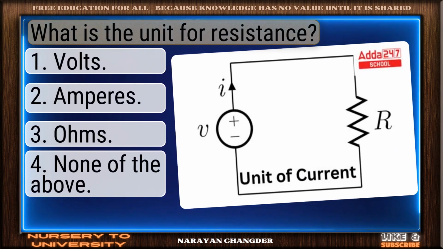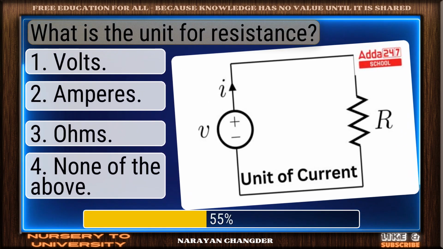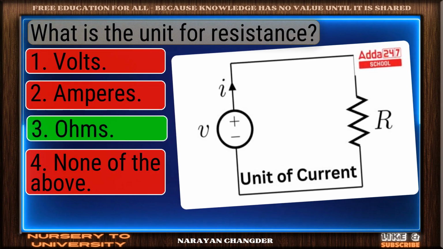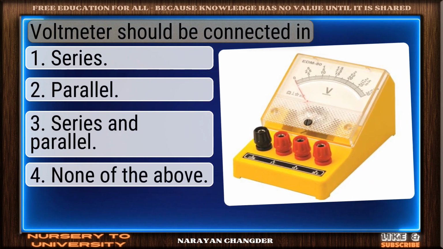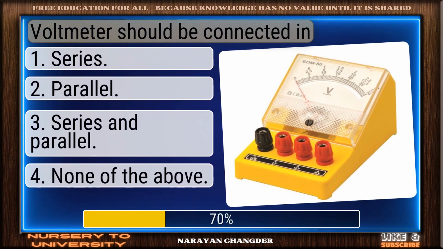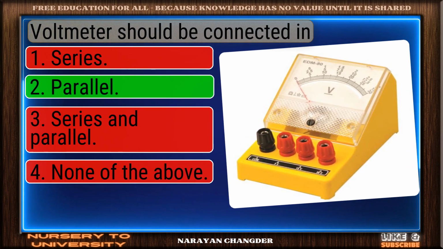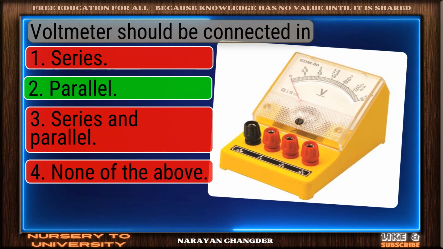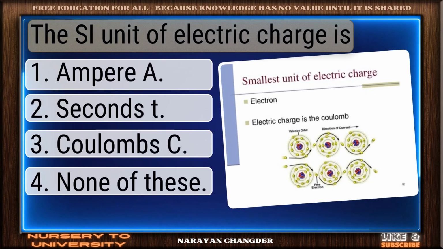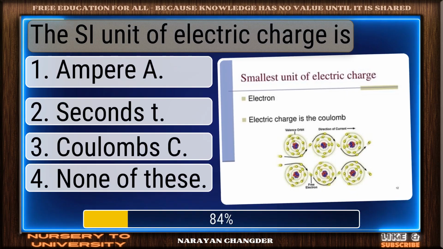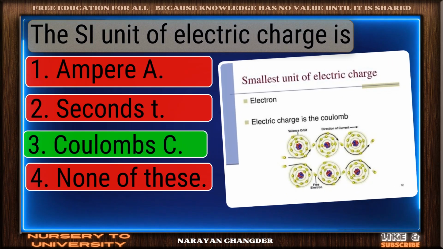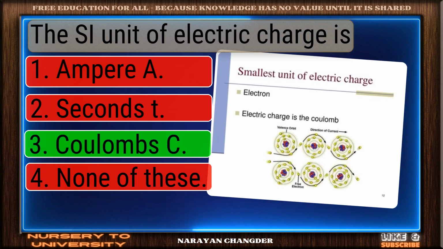What is the unit for resistance? Smart pick. Ohms is correct. Voltmeters should be connected in. Good thinking. Parallel is right. The SI unit of electric charge. Perfect. Coulomb C is the one.